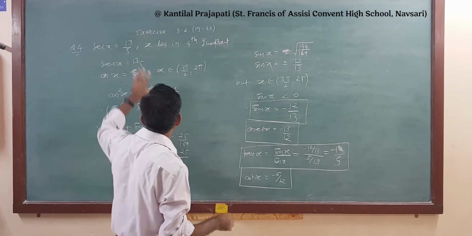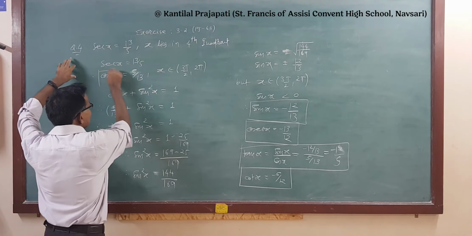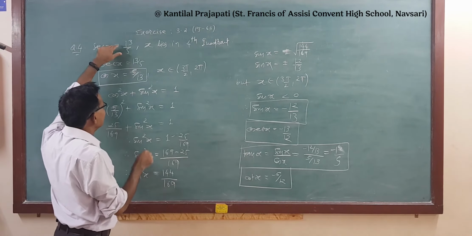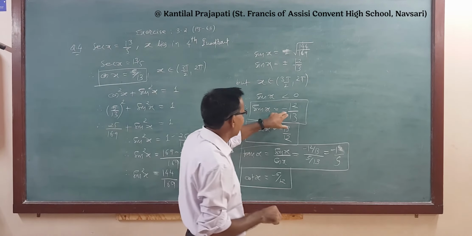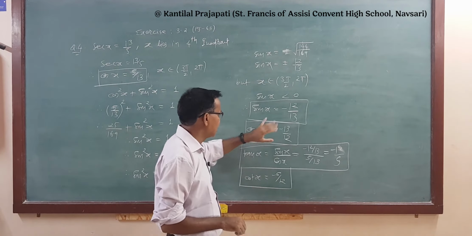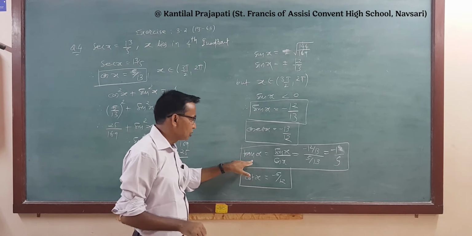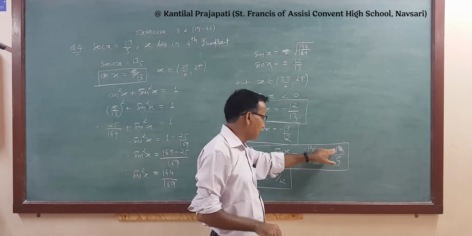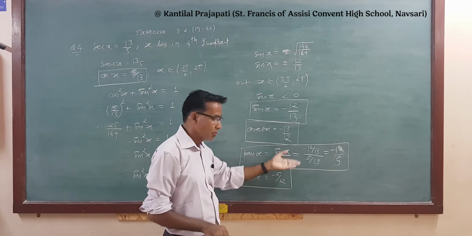Again you check. Sec x is given as 13 by 5. We have found the value of cos x is 5 by 13, which is positive because x lies in the 4th quadrant. Then we found sin x, which is negative, because sin is negative in the 4th quadrant. Cosec x, the reciprocal of this, is also negative. Then tan is also negative. The ratio of sin and cos gives minus 12 by 5, and cot x is the reciprocal of tan x, that is minus 5 by 12.